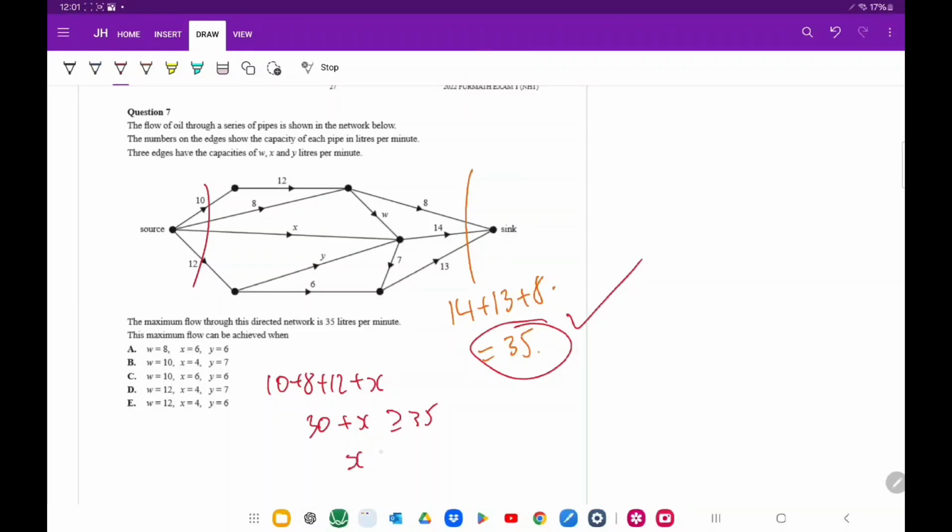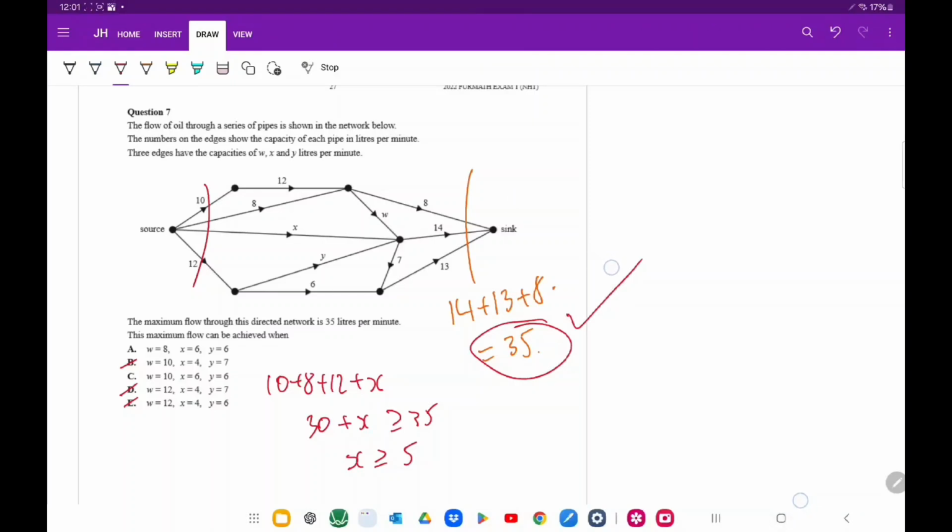So in this case, x has to be greater than 5. And in this option, if we look at all the options here, we get x, x, and x. These are all 4, 4, 4. Those are incorrect.